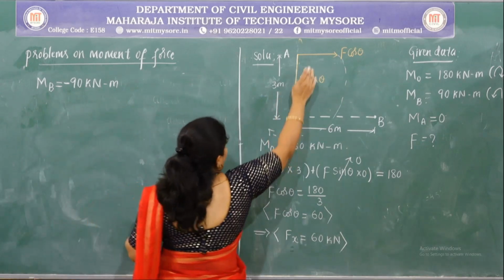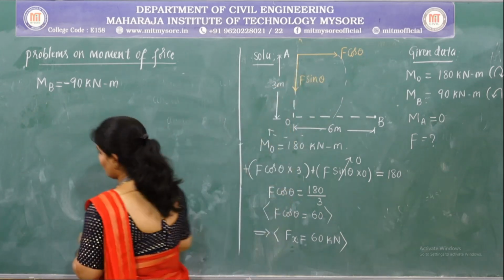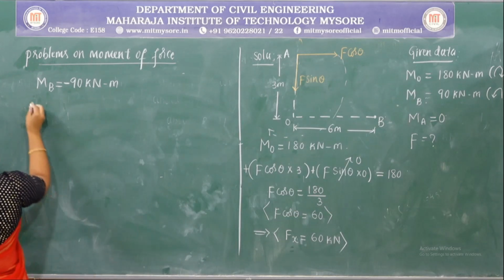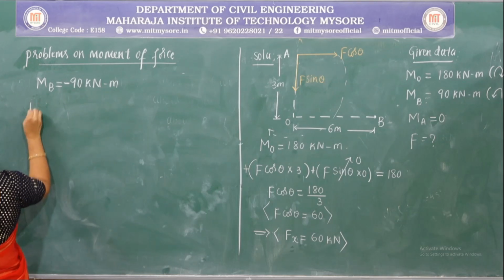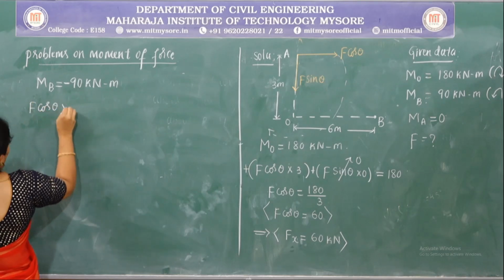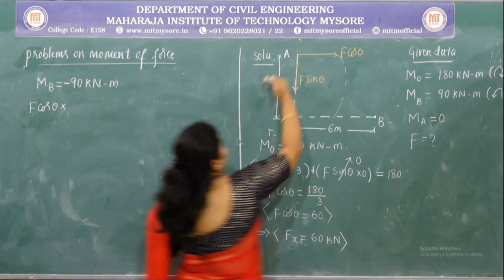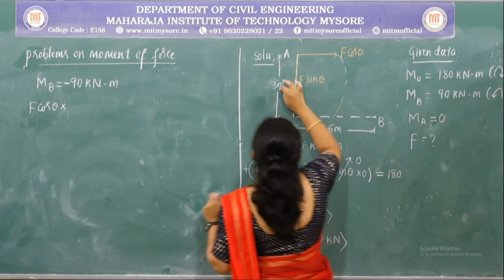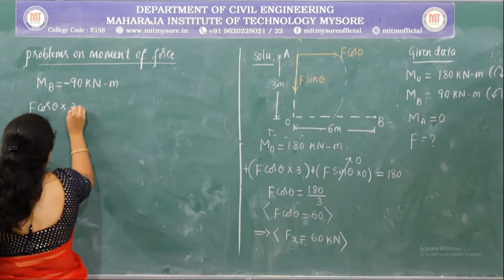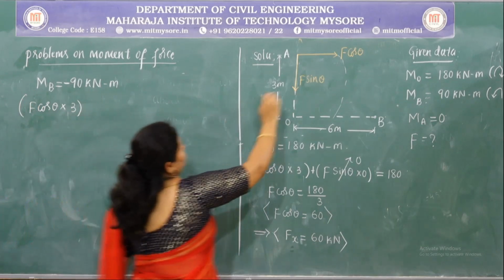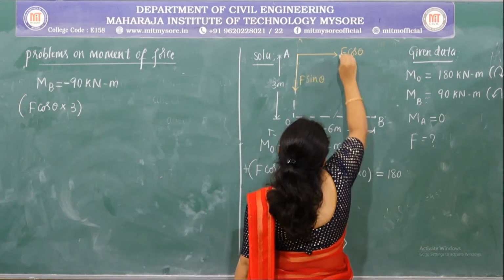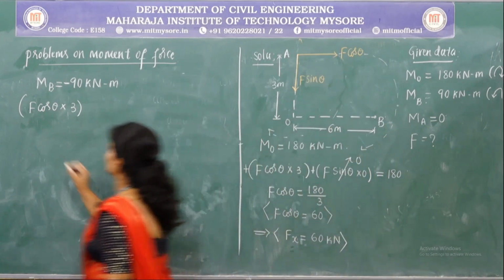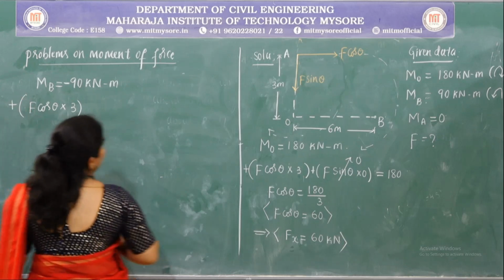So first we shall consider the x component of the force, that is F cos theta, which is nothing but the Fx. So the value of Fx, F cos theta, multiplied by, here is the line of action of the force and this will become the perpendicular distance. So the distance given is 3 meter. And this force is producing a clockwise moment about B. So that's why it is positive.